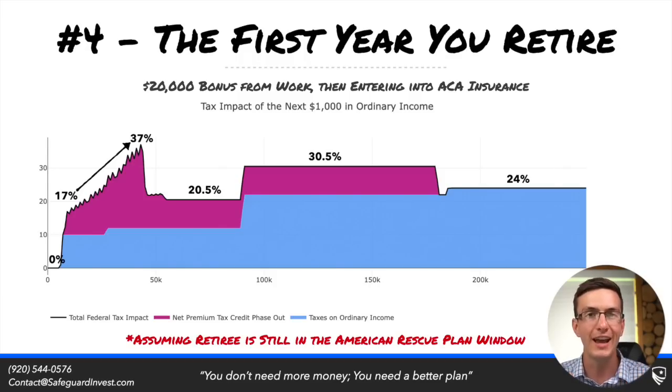Now, this is what their tax graph looks like as they start to report additional income. They'll start to lose that subsidy. And when we translate that into their marginal rate, we can see that it really spikes their marginal rate.